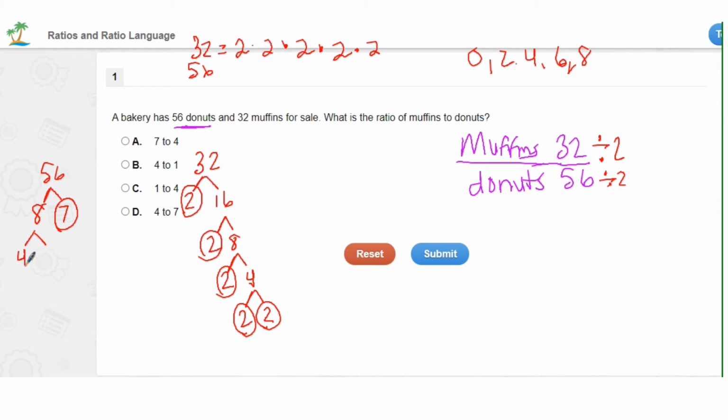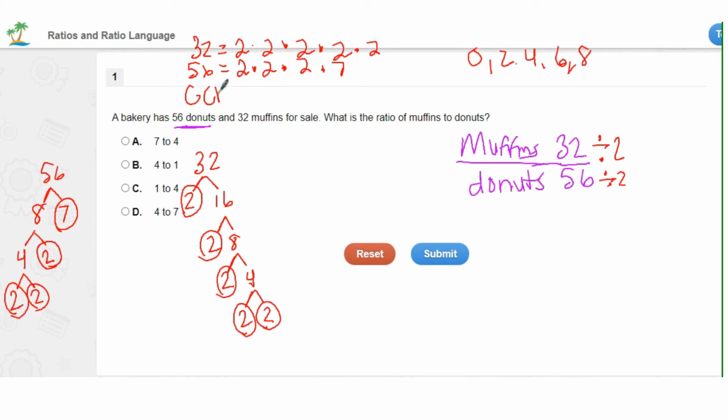And then 8 is broken down into 4 and 2. 2 is prime because it's only divisible by 1 and itself to get a whole number. And then I'm going to do 4. 2 times 2 is equivalent to 4. So the prime factorization for 56 is equivalent to 2 times 2 times 2 times 7.